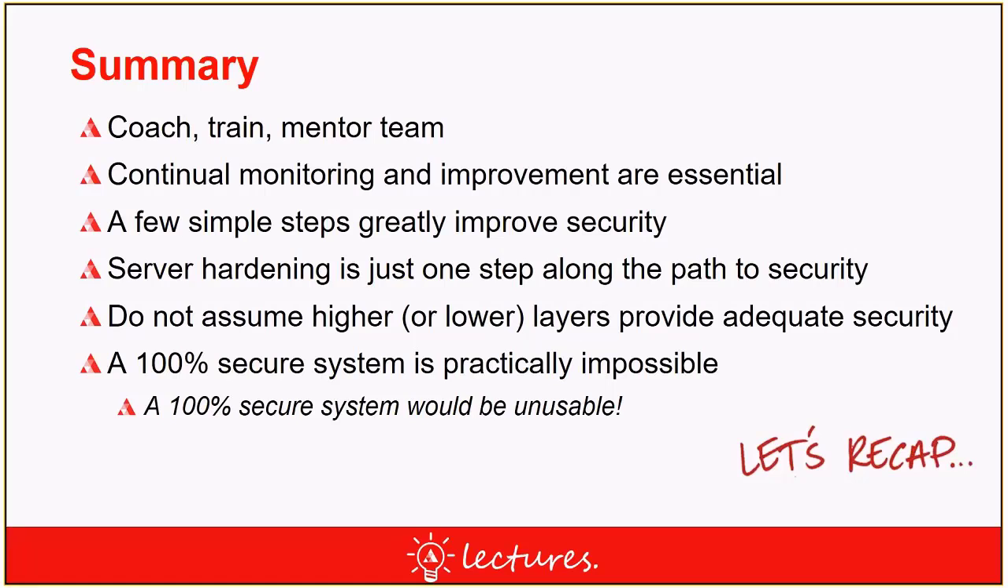Another thing, don't assume the higher or lower layers are providing adequate security. Make sure you take responsibility for what you produce and just do the best job you can at that layer, and communicate to the rest of the organization to do the same on the parts they're responsible for. 100% security, as I say, is practically impossible because we've always got that human element. We're always going to have potential mistakes out there. The key thing to do is make sure you've got a risk mitigation program or risk management program. Again, a 100% secure system would be technically unusable.